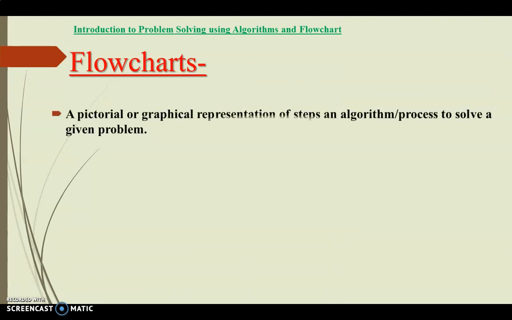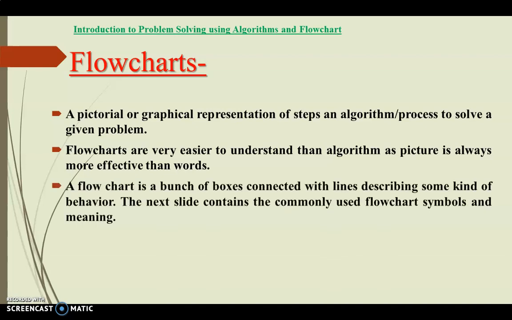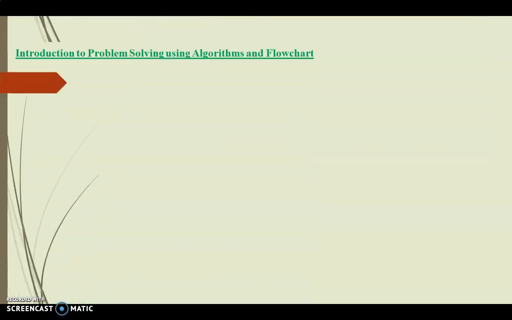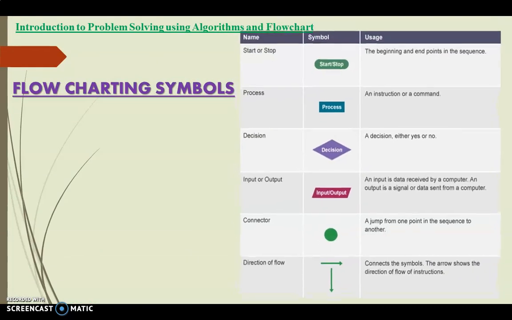Now we'll come to the flowchart. What does flowchart mean? The pictorial representation of an algorithm. We know a picture is always more effective than words. So that is the advantage of a flowchart over an algorithm. You can represent the problem very easily with the help of a flowchart, and others can easily understand it. But a layman cannot draw the flowchart directly. First he has to write the algorithm. Then from the algorithm he has to draw the flowchart by using different flowcharting symbols, right? So these are the different flowcharting symbols.